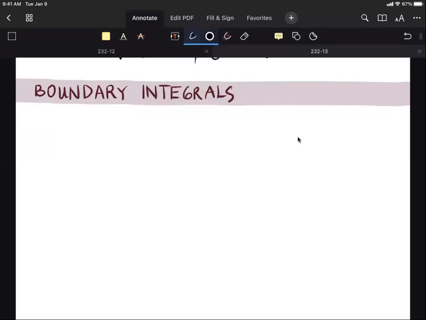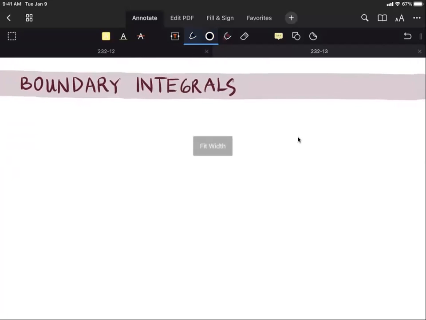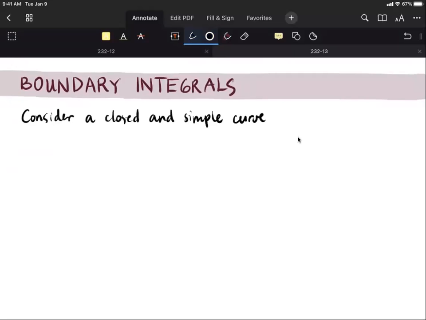As a motivation of our definition for boundary integrals, let us consider the situation that is commonly used in complex analysis. So here, let us consider a closed and simple curve, say C in R2.